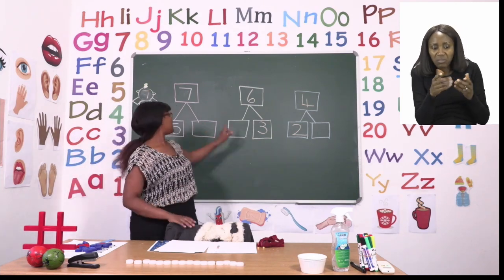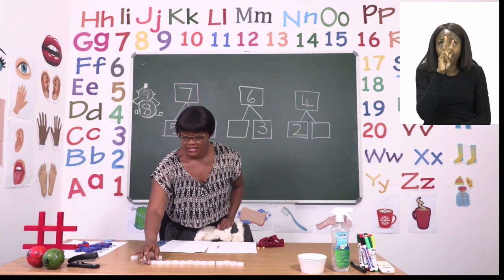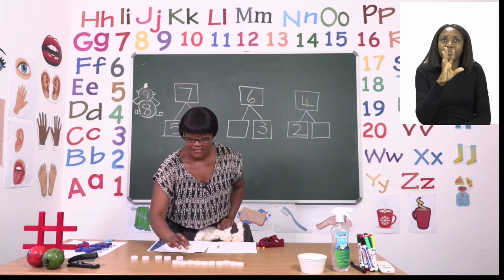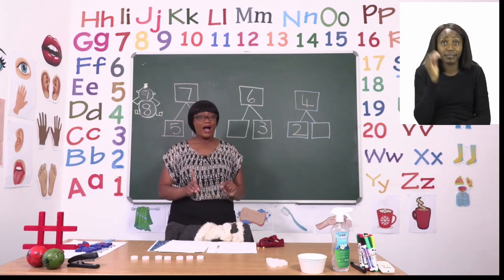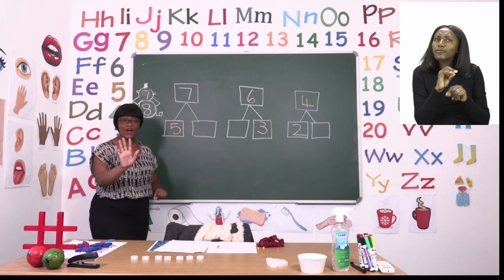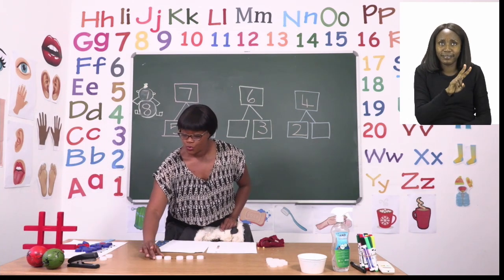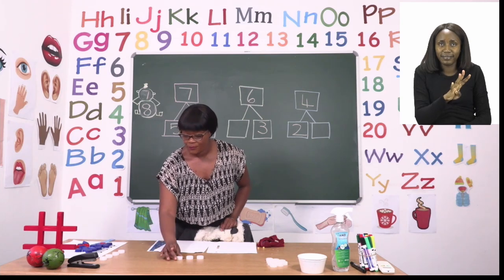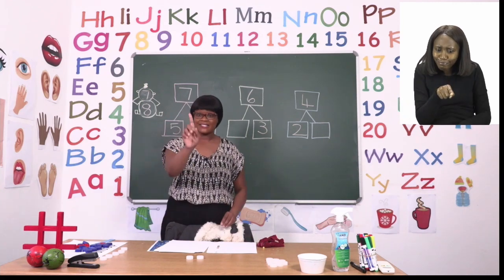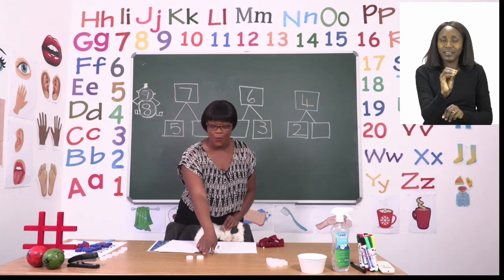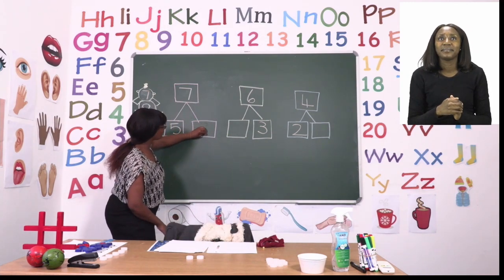So, we need 7. Let's count. 1, 2, 3, 4, 5, 6, 7. So I can push these ones aside. Now, I need to take away 5. So let's take away. 1, 2, 3, 4, 5. That means that what is missing in the box is what is on the table. And we have 1, 2. So our answer is 2.